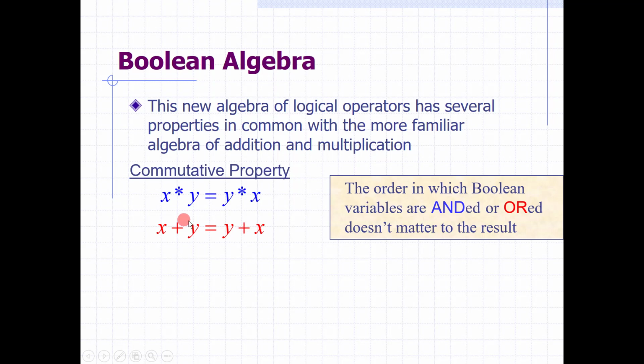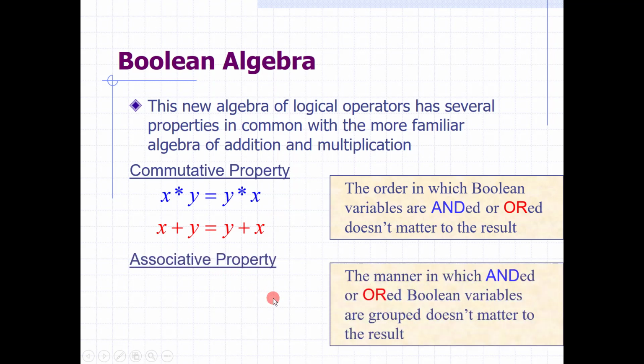In Boolean algebra, we have the commutative property, which we're pretty familiar with from regular algebra. X and Y is the same as Y and X. So the order doesn't matter when you're anding, and the order doesn't matter when you're oring. So that's to be expected, I would say.